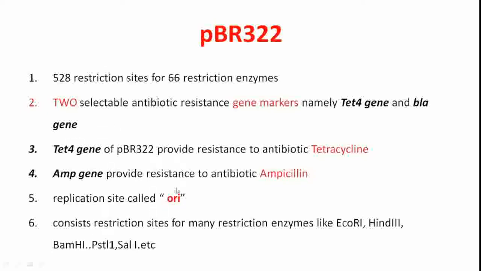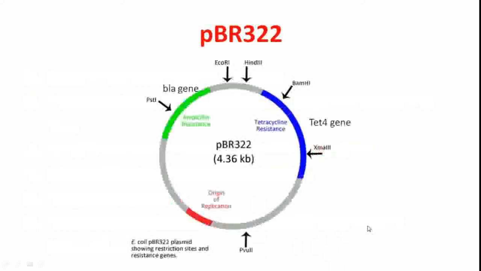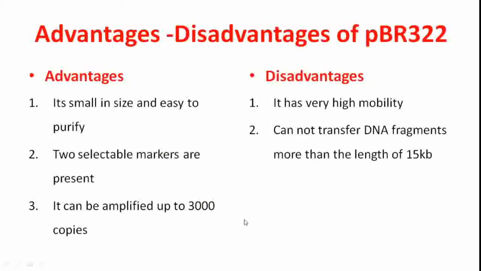And this pBR322 contains restriction sites for many restriction enzymes like EcoRI and HindIII. These are the restriction enzymes, and these are the restriction sites present in this plasmid. And let's see the advantages and disadvantages of pBR322.